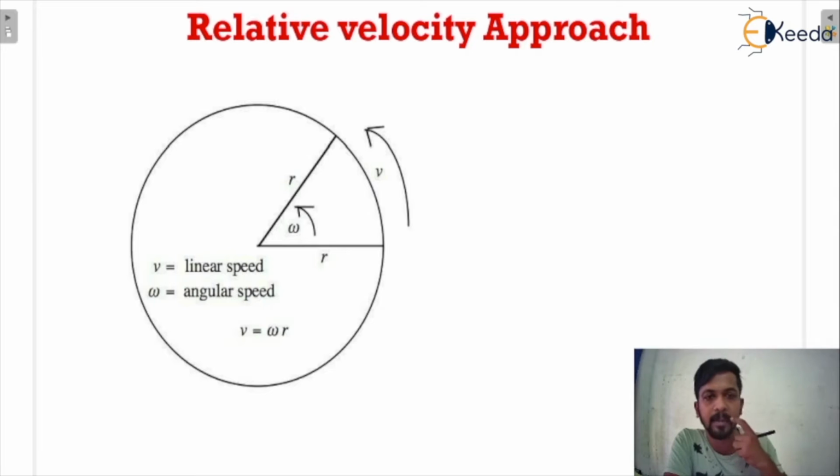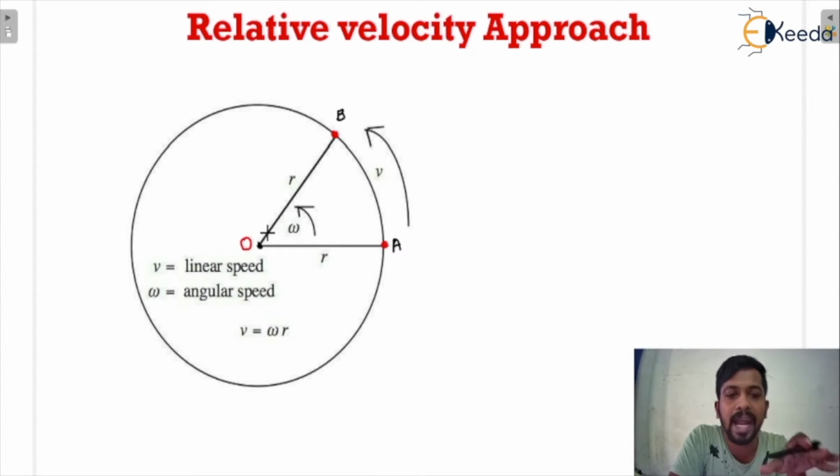First we have to understand the basics of relative velocity. If this is a circular path and I'm going to consider 2 points, one is A and the second is B. Now we are going to find out the velocity at point B as well as the velocity at point A. I'm going to assume the center is O. Since the radius is fixed, there is no relative motion between O and B along the radius, along AB.